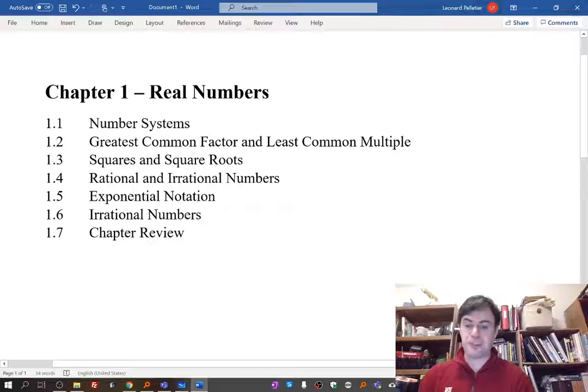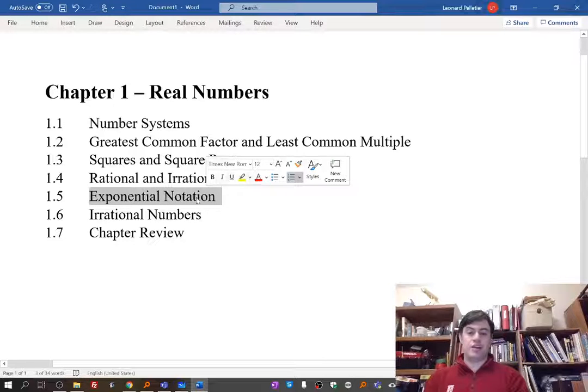Surprisingly, it will involve factors, so factors will be really useful for doing these two lessons. Starting in 1.5, the exponential notation is a really big topic. We're actually going to spend two classes just on 1.5. There's a lot to know.